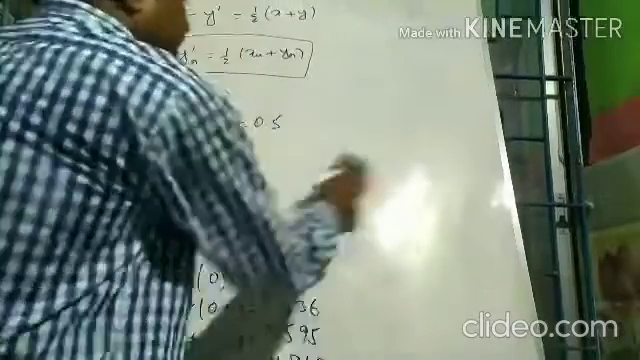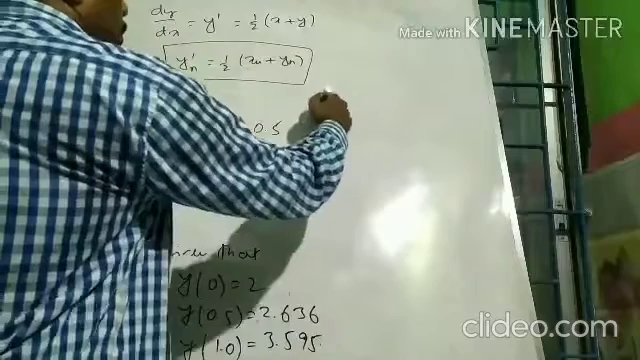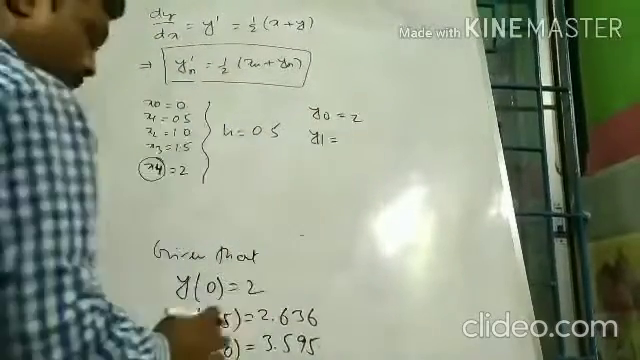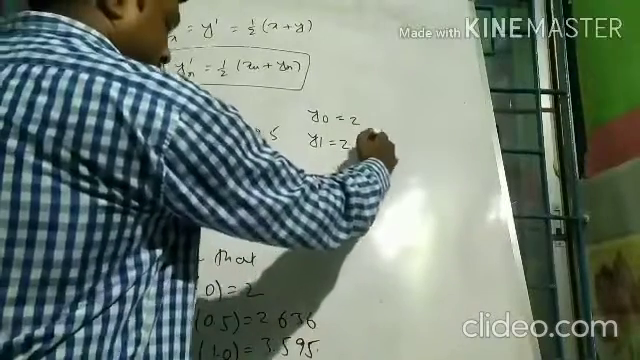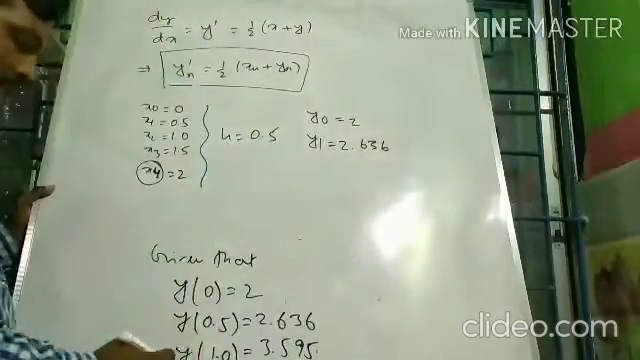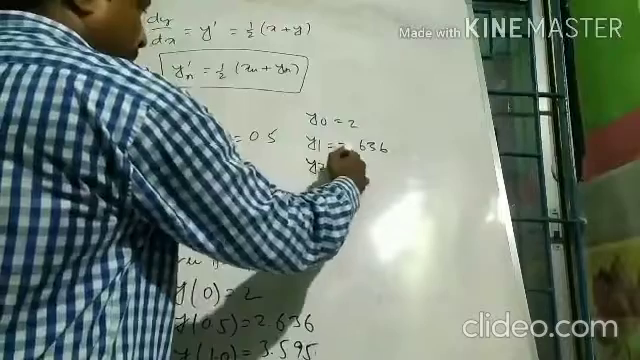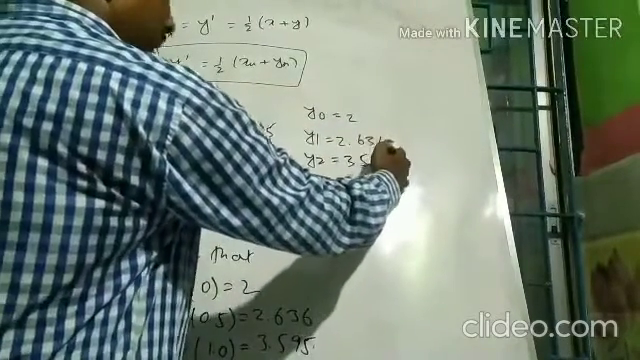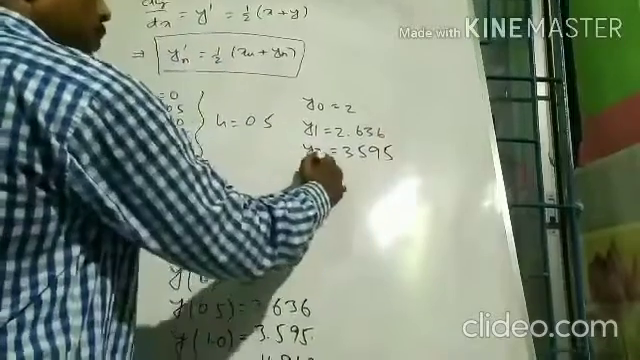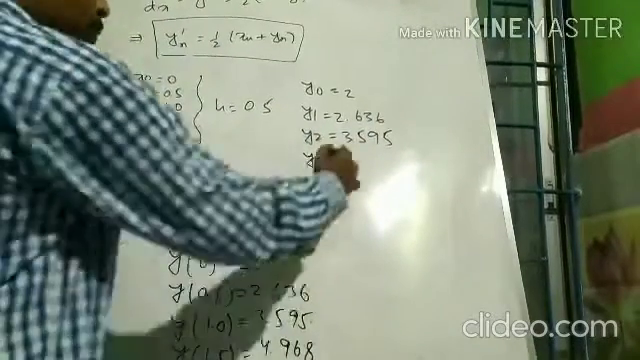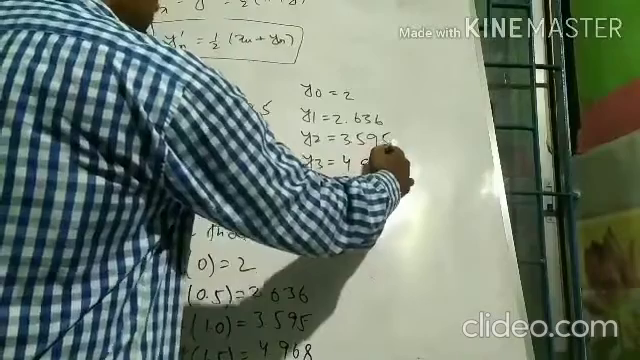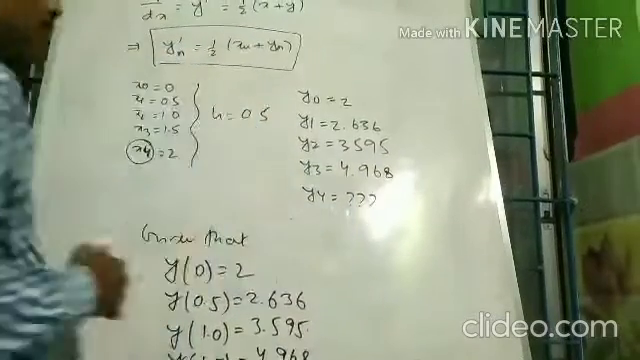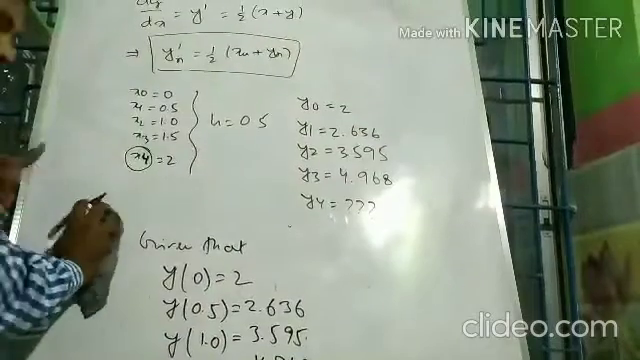Now y0 equals 2, y1 equals 2.636, y2 is 3.595, y3 is 4.968, and we have to calculate y4 using Milne's predictor-corrector formula.